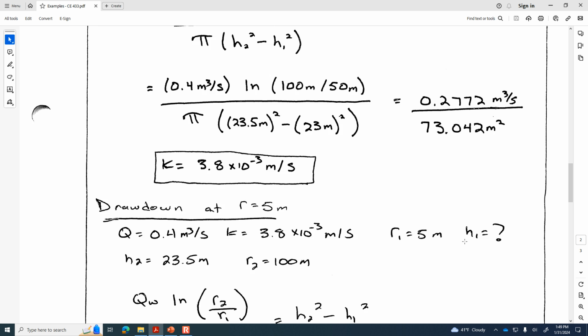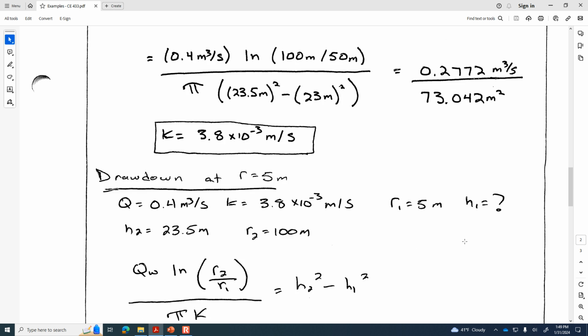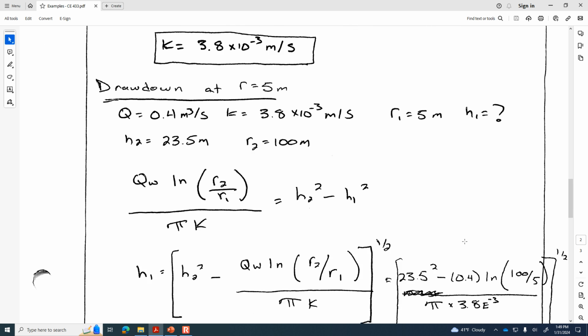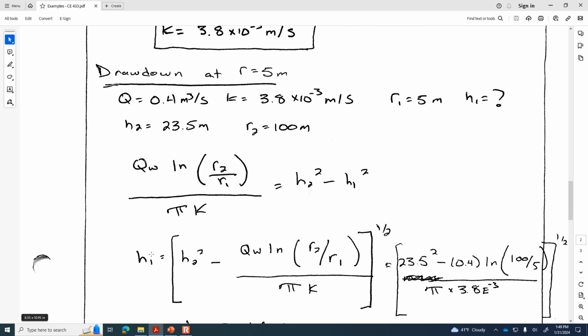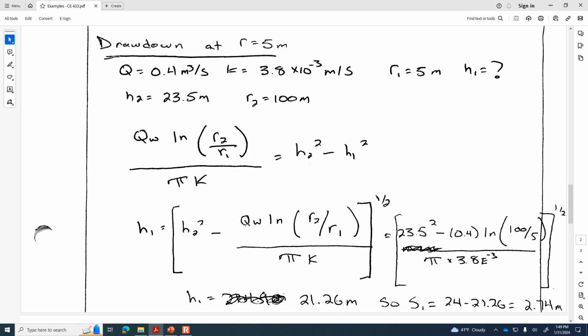So substituting it into the formula for H1. This is me algebraically rearranging the formula to solve for H1 and getting successively sloppier, unfortunately. 21.26 meters will be the height of the water at that location. So then the drawdown is the saturated thickness of 24 minus the height. So we have 2.74 meters of drawdown at a distance of 5 meters from the well.